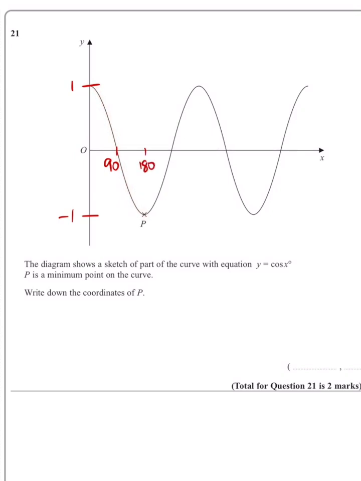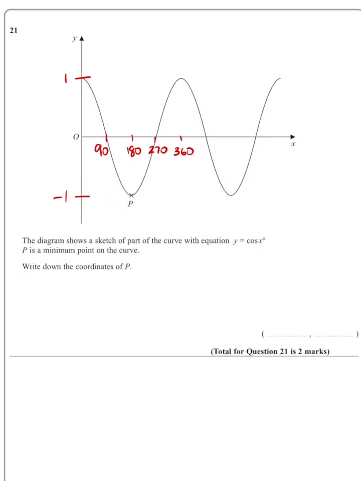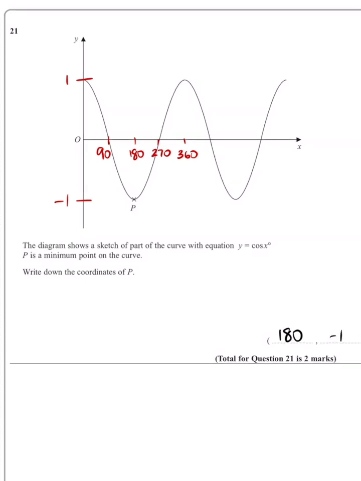And then as it continues on, we add on another 90 degrees. So this is 270. And it keeps on going. So this is another major point. So this point here is another 90 degrees, which is 360. So looking at the graph, it says write down the coordinates of P. If I look at the coordinates, we are going across to 180 and down to minus 1. So the answer is 180, negative 1.